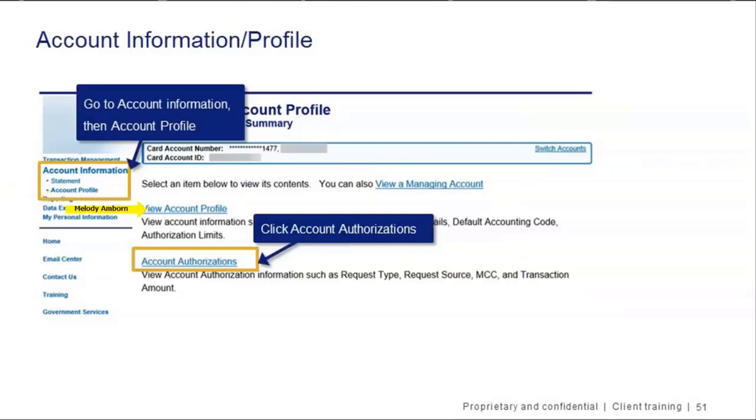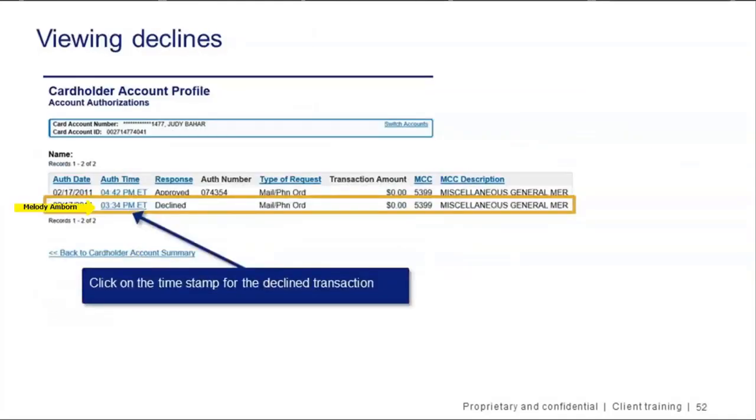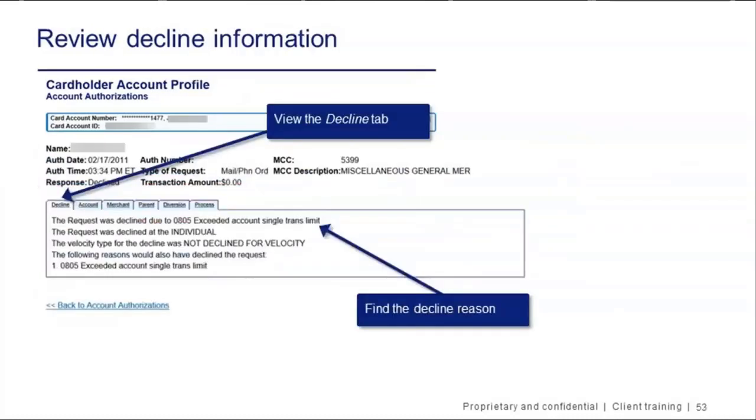And then you have two options there, to view the account profile or to view account authorizations. So click account authorizations and then click the date and time stamp for the decline. And then you're going to look at the decline tab, and it will tell you a code and the reason. So this one here was declined because it exceeded the account single transaction limit, or it will tell you it was declined because it's a blocked merchant category code.